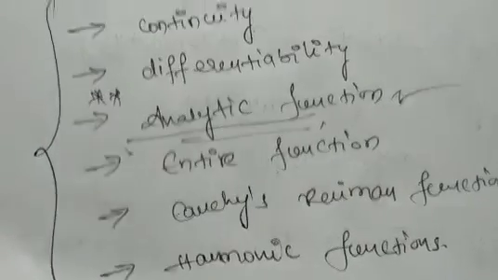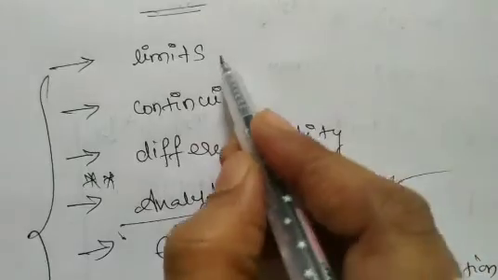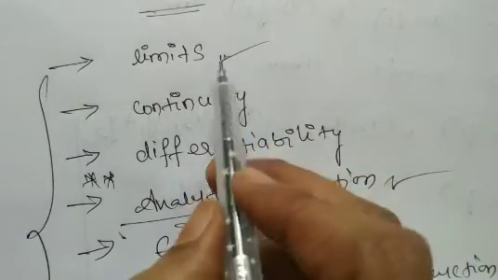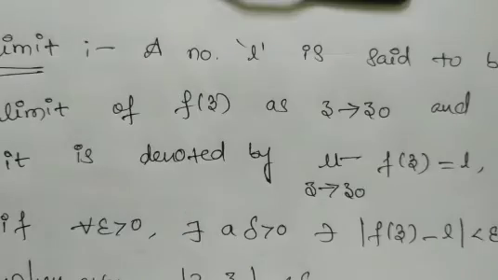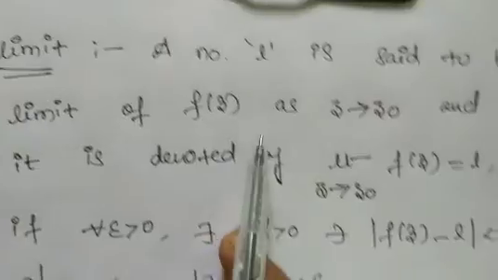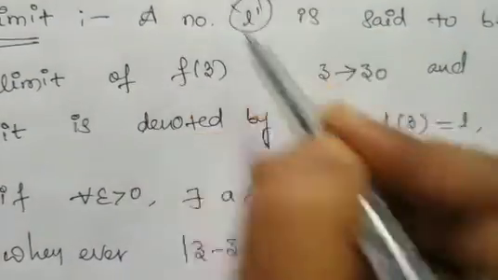So let us explain. First one, limits. What is the limit of a function? Let us see the definition of limit of a function. A number L is said to be the limit.